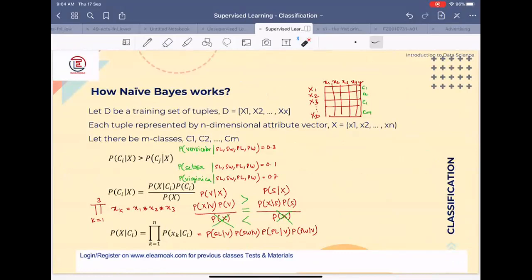Now, to evaluate the probability of data given a class, we use a naive assumption that the features are mutually exclusive. If we make that assumption, then we can evaluate the probability of data given a class by the product of the individual features given the class. And we saw that this only works out if the features are mutually exclusive, that is, not correlated.